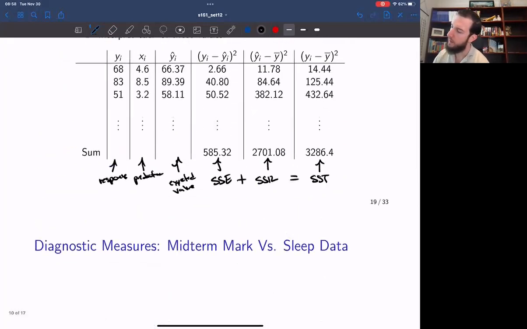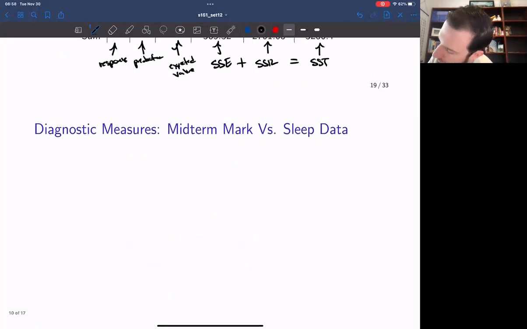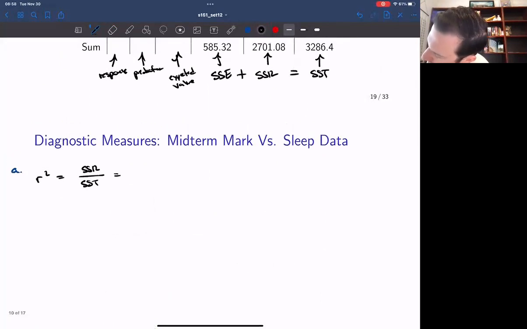Okay. So for our data set of interest, we want to compute R squared and R. R squared is going to be SSR divided by SST, which is 2701.08 divided by 3286.4, which is 0.8249.